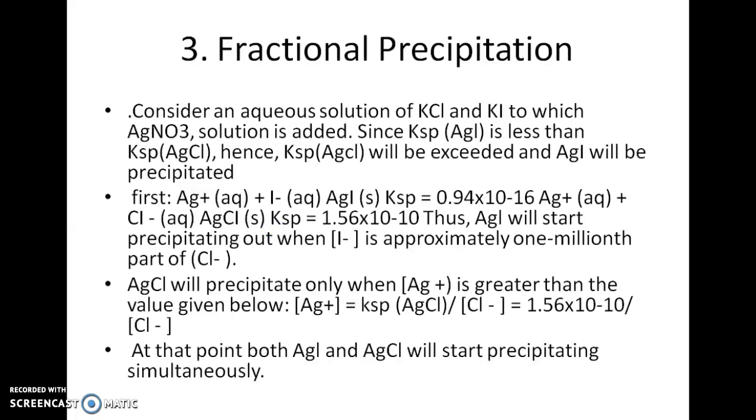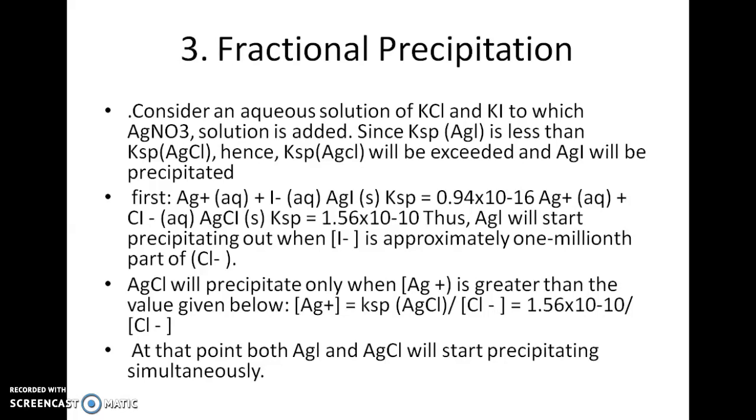In the next application, fractional precipitation, we are considering an aqueous solution of potassium chloride and potassium iodide to which silver nitrate solution is added. Here, the solubility product of silver iodide is less than the solubility product of silver chloride. Hence, the solubility product of silver iodide will be exceeded first and silver iodide will be precipitated.